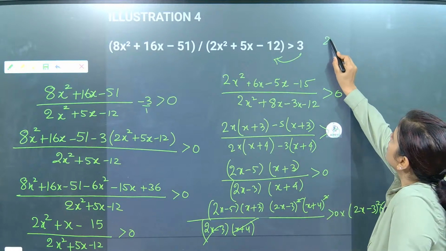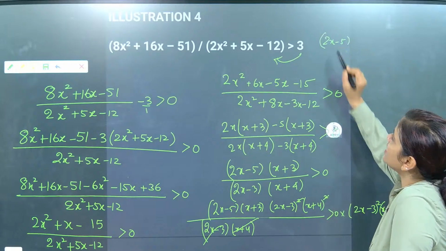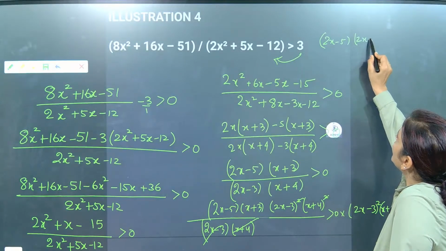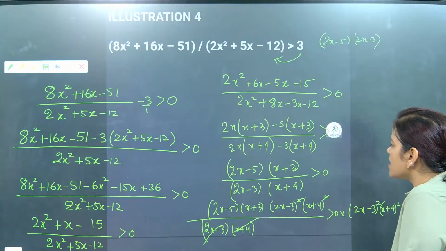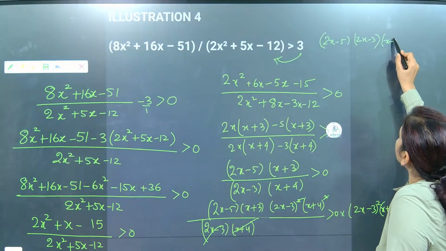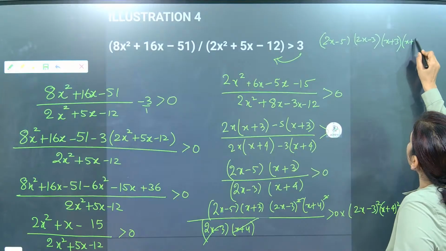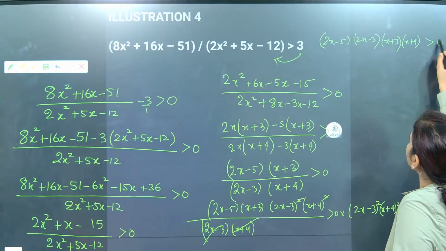So now here 2x minus 5 is there. Next is what, beta? Come on say. 2x minus 3. Next part is coming as x plus 3. And next part is what, beta? x plus 4. Everything is greater than 0.